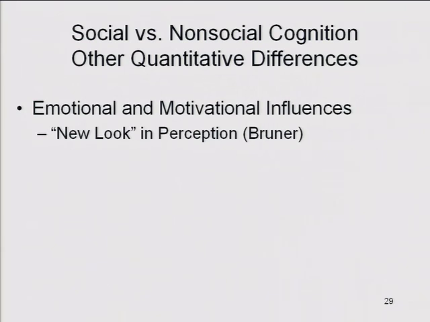Yes, there's a famous experiment that shows that poor children in the Depression thought that a quarter was bigger than it was, as opposed to rich kids in the Depression who thought that a quarter was smaller than it was. That's an example of emotional and motivational influences on non-social cognition. But if you think about it for just half a nanosecond, you'll see that when we're trying to make sense of the social world, the mood we're in, what we want, what our goals are, is going to have a tremendous impact on how we think about the social world. Again, that's true in non-social cognition. It's just more true in social cognition.